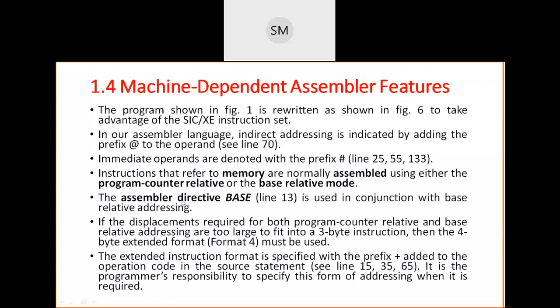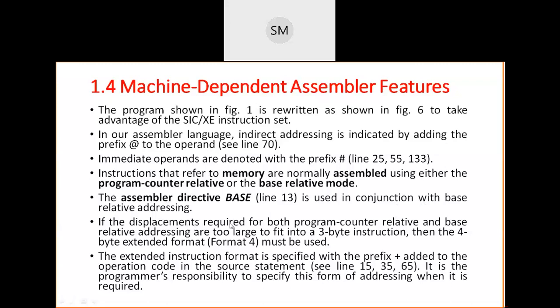The assembler directive BASE, yesterday I told you, in line number 13 of your program you can find this BASE assembler directive. In addition to those 6 assembler directives, this is one more assembler directive. Along with this, one more assembler directive is there, that is NOBASE. The BASE assembler directive is used in conjunction with base relative addressing. It means it is always used with base relative addressing.